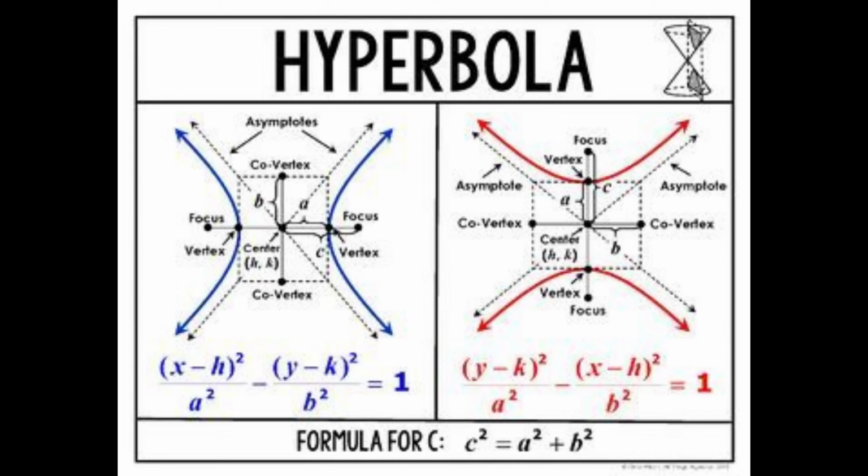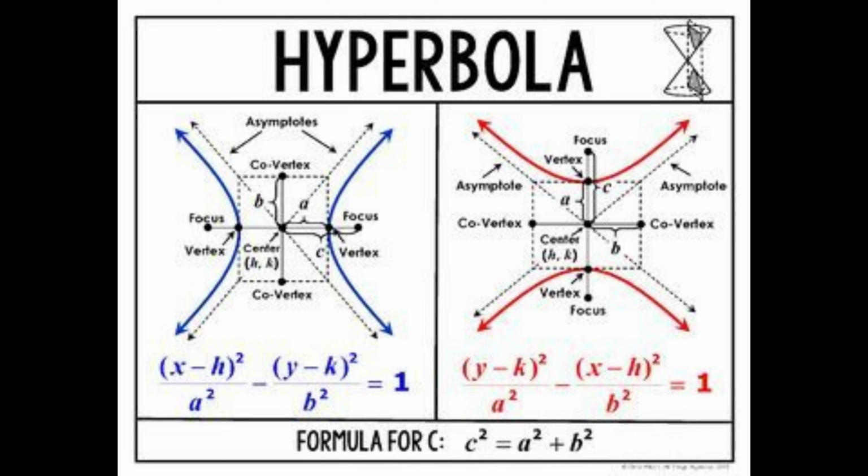So our next section is the hyperbola. A hyperbola is the set of all points in the plane whose difference of distances from two fixed points, the foci, is constant. The parts of our hyperbola: first is the transverse axis.